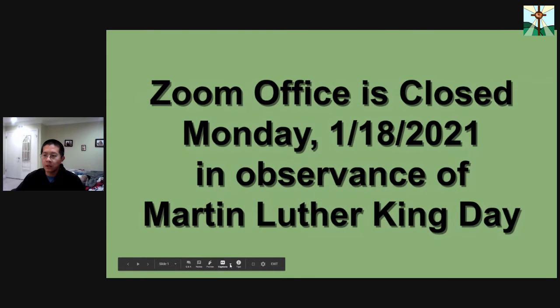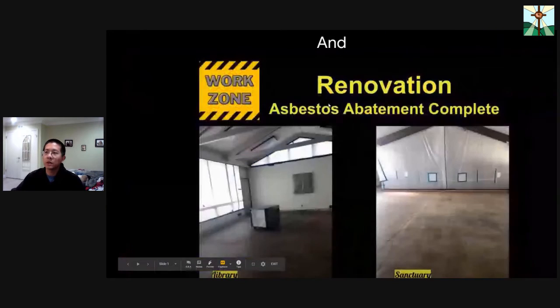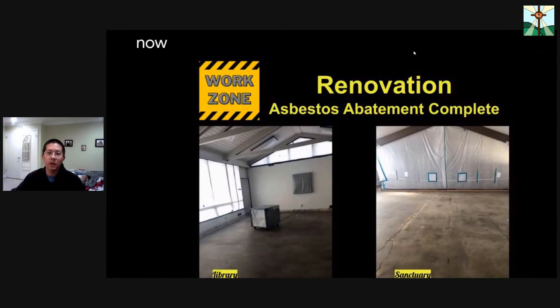And if you click on the drop down next to captions, we get a couple of options. Text position, we always do top, and text size, we always do extra large. So if I click on captions, then it appears up here, and you can see that now it's subtitling me.